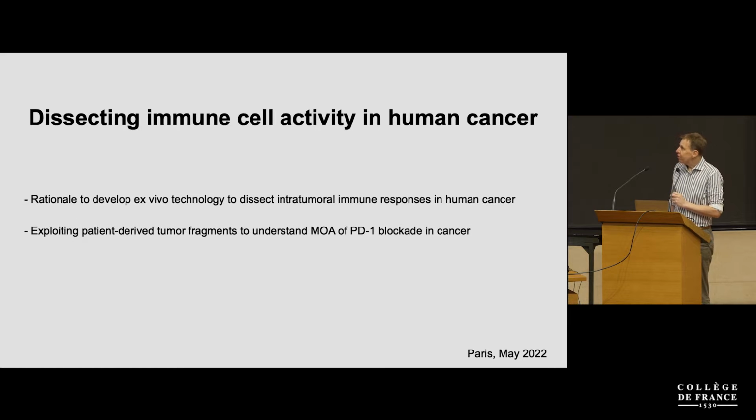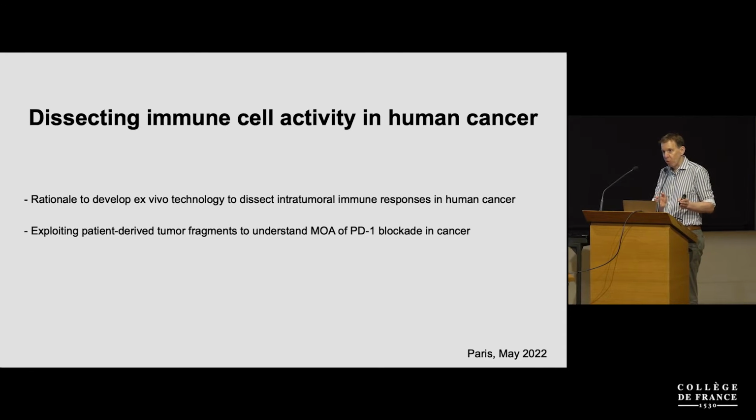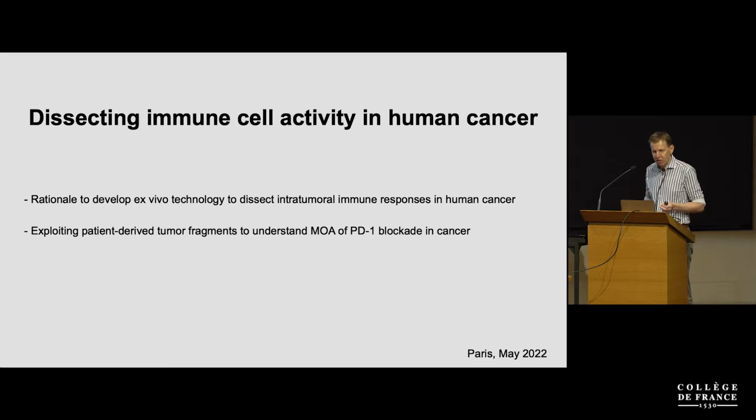In the beginning, I'll start off with a little piece in which I explain our rationale to invest very much in new technology, ex vivo technology, to dissect intratumoral immune responses in human cancer, because I think this fills a niche between the mouse model work and the more classical translational work. And then in the bulk of the talk, I'll move to one technology we developed, a patient-derived tumor fragment culture system, and then exploit that to understand the mechanism of action of PD-1 blockade.